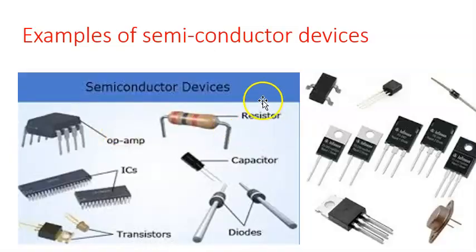Examples of semiconductors: we have op amps, resistors, capacitors, diodes, transistors, and also integrated circuits. All these are examples of semiconductors.